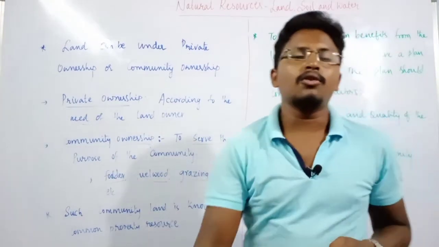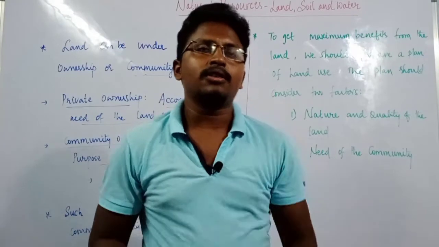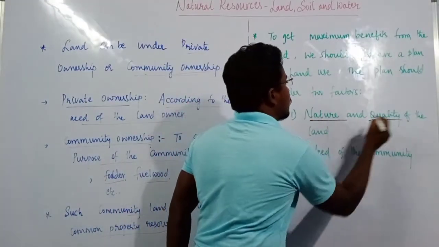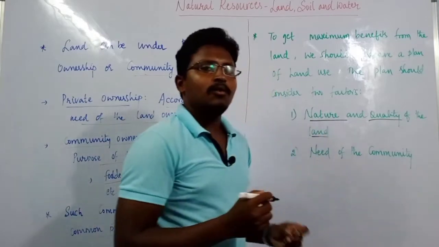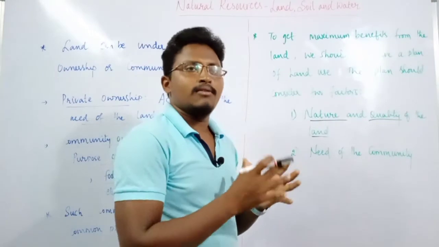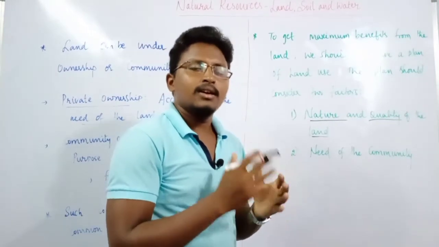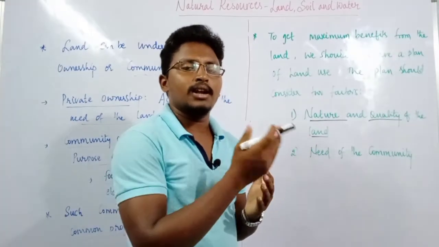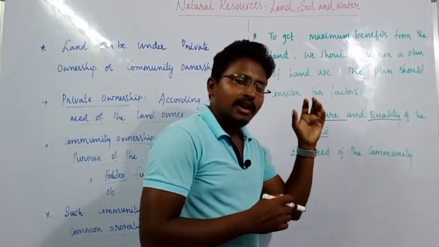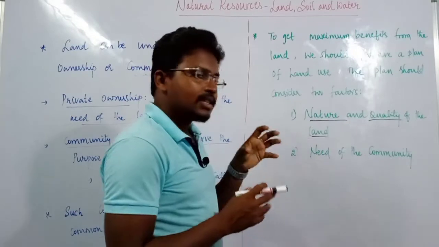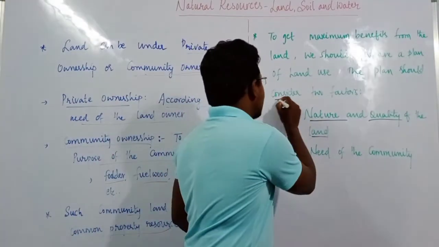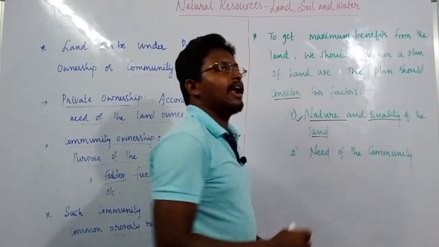Before you go for planning, you have to consider the nature and quality of the land. That means what type of land it is. At the same time, whether it is a high quality land or a low quality land, and whether it is highly suitable for cultivation. What are the characteristics of this land? All these things we should consider before going for this land use plan.